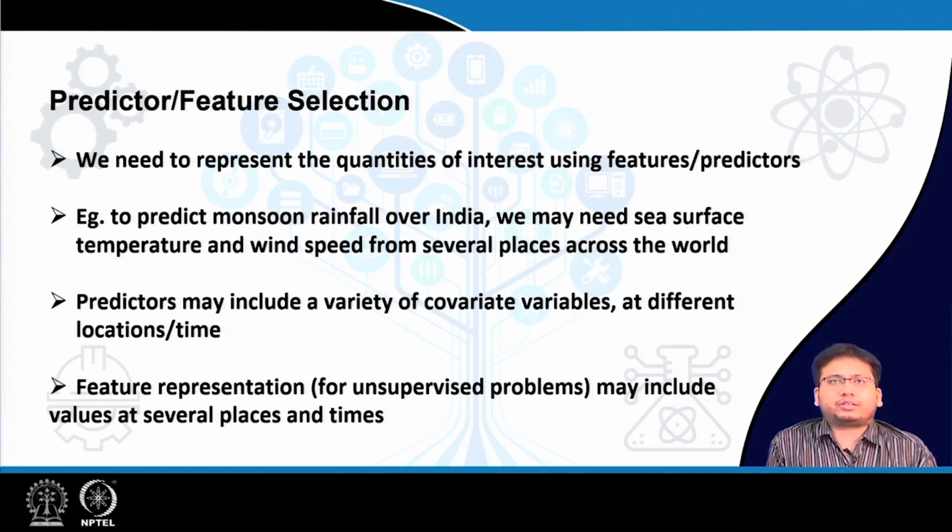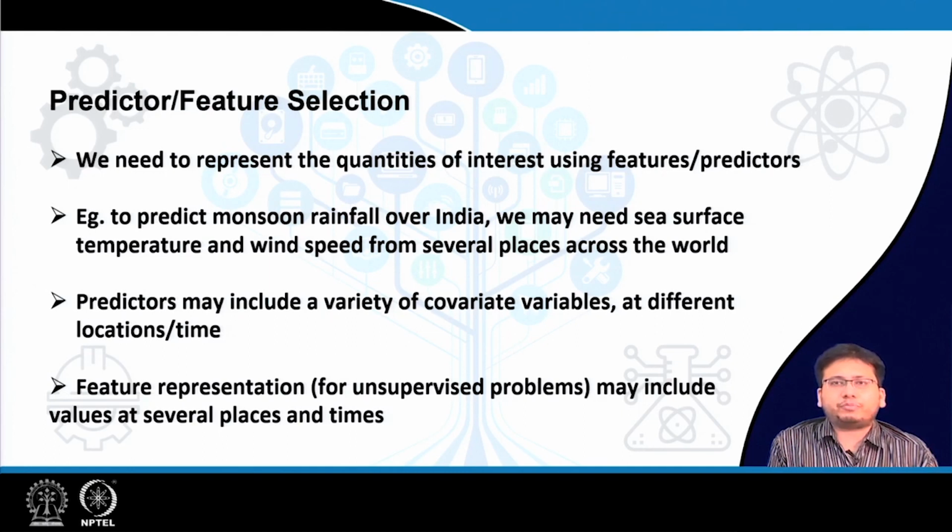Those predictors may be, for example, sea surface temperature and wind speed from different places of the world. These predictors may include a variety of covariate variables measured at different locations or times, but not all of these predictors or covariates are going to be equally useful in making the prediction.